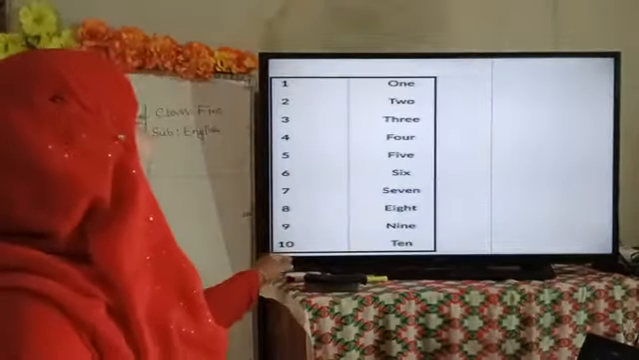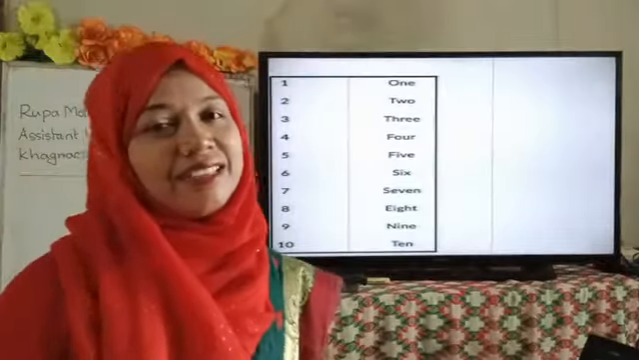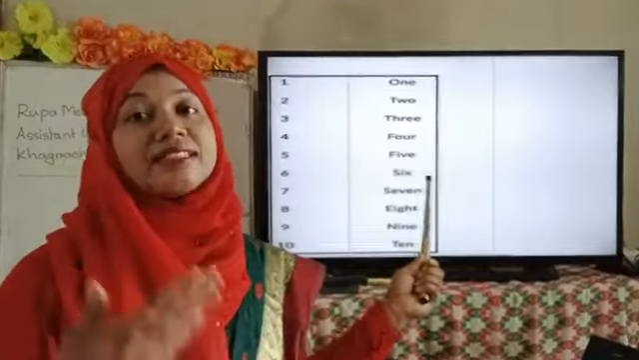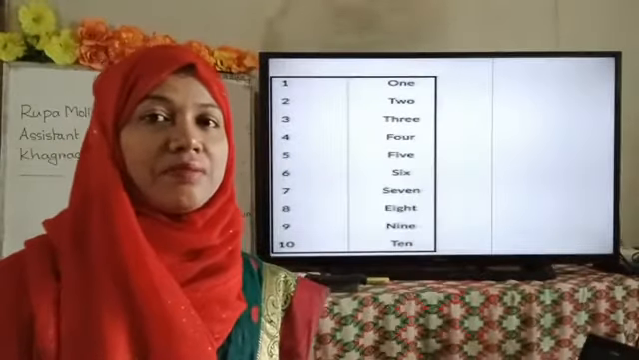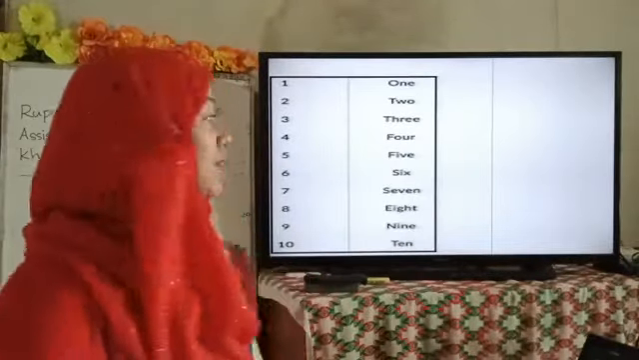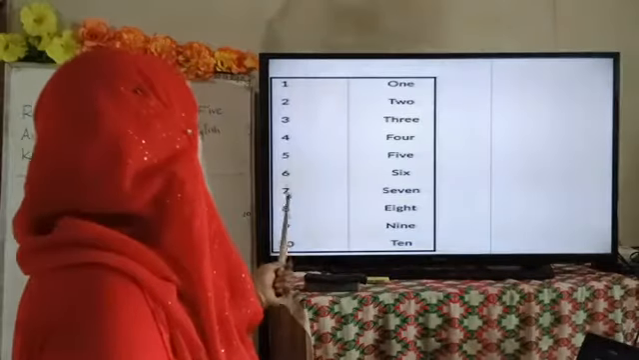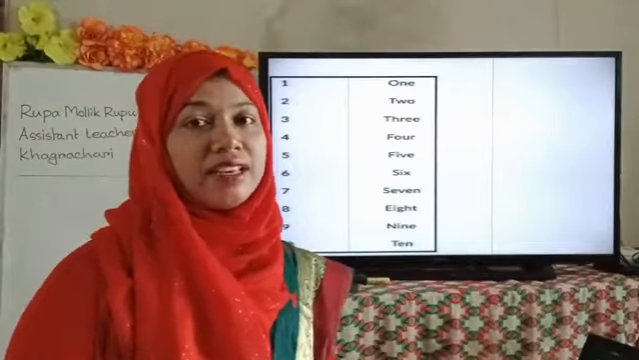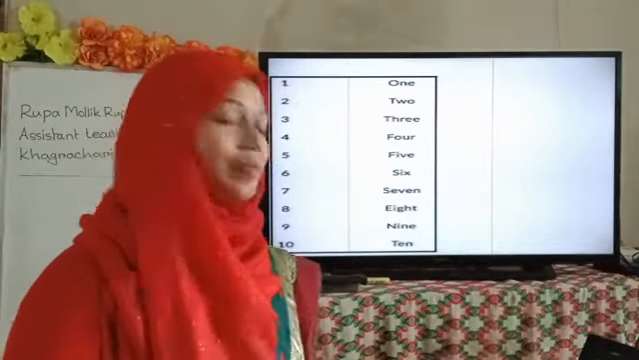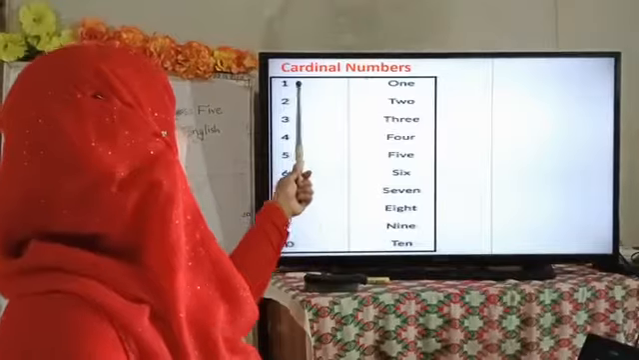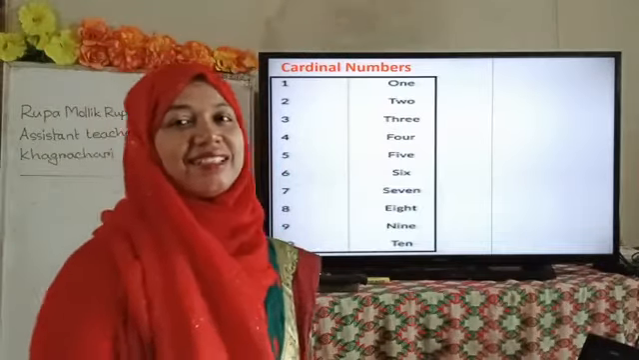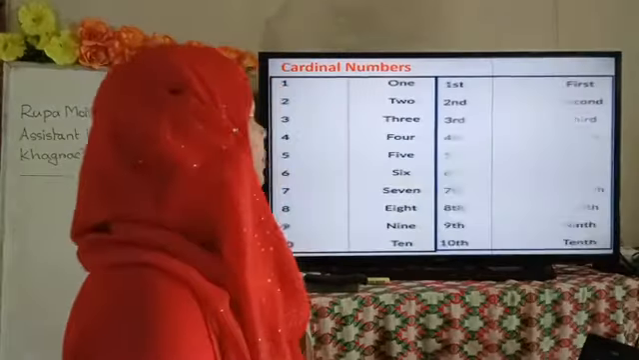Dear students, what can you see here? What is this? Yes, this is a number. So, what kind of number is this? What is the name of this number? 1, 2, 3, 4 to 10. Here is the spelling of 1, 2, 3, 4 to 10. These are cardinal numbers. Cardinal numbers, right?